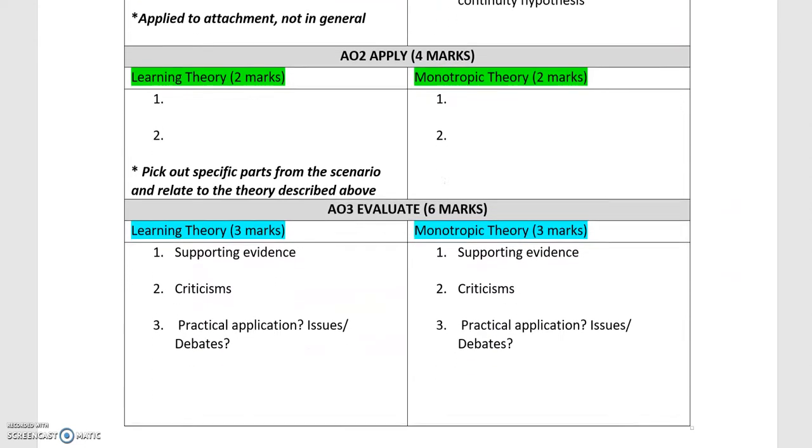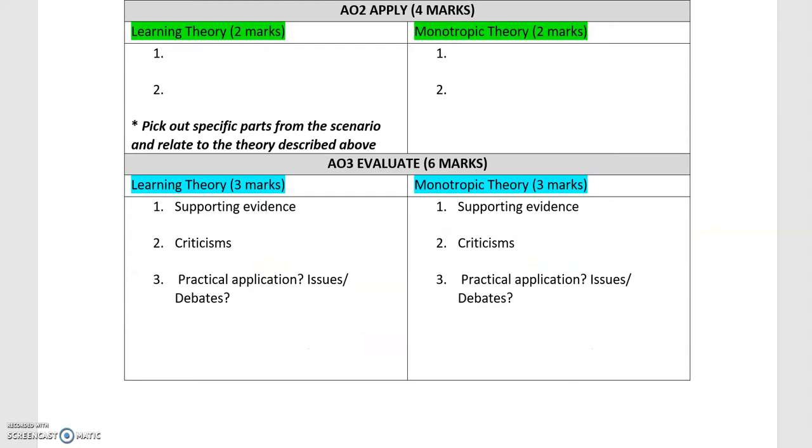And then the last, again, 6 marks for evaluation. So three points of information for both learning theory and monotropic theory. This is where you use your scapids, yeah? So you can bring in any 3 bits of information. You can bring in a bit of supporting evidence. You can talk about some of the counters and the criticisms. You might potentially want to bring in a practical application or some of those gender issues we've talked about.